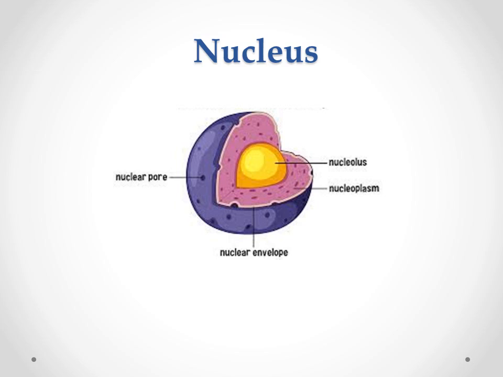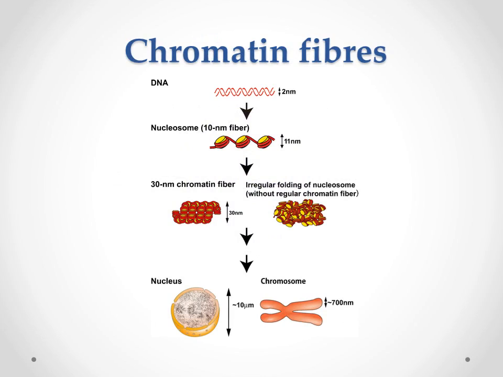Now let us learn about nucleus. When observed under an electron microscope, we can see the nucleus covered by a double layered membrane with small pores. Can you see in the diagram? These pores allow the passage of material in and out of the nucleus. A nucleus has one round nucleolus and a network of chromatin fibers.